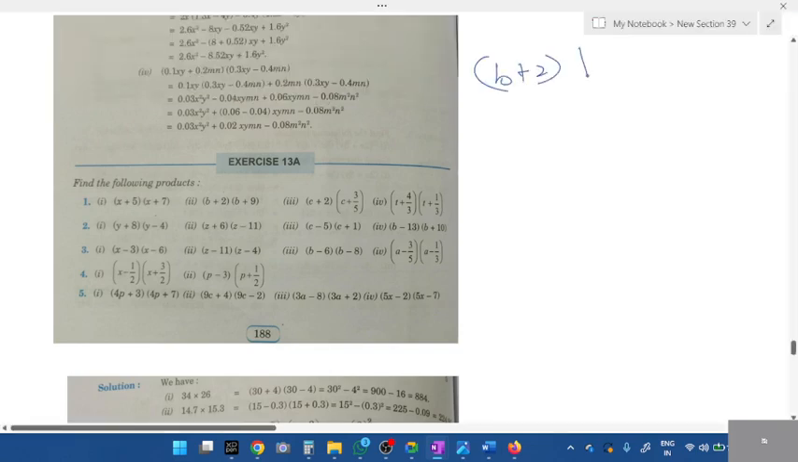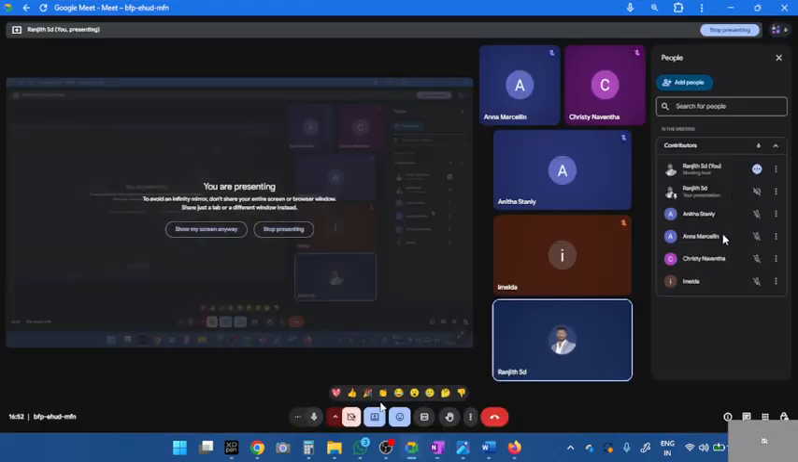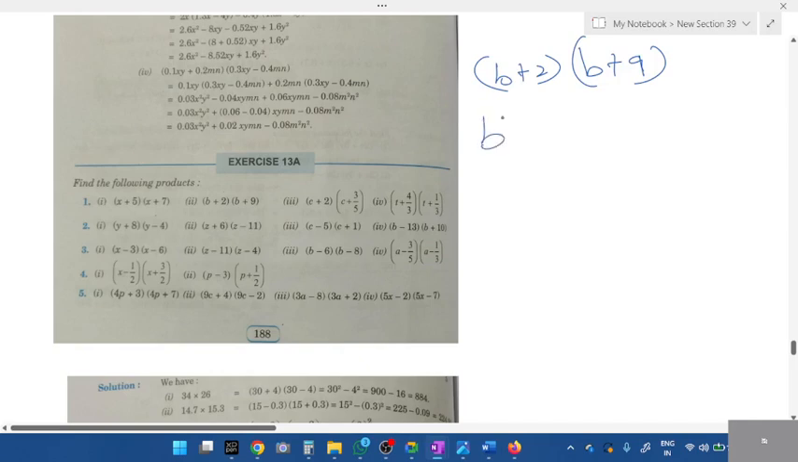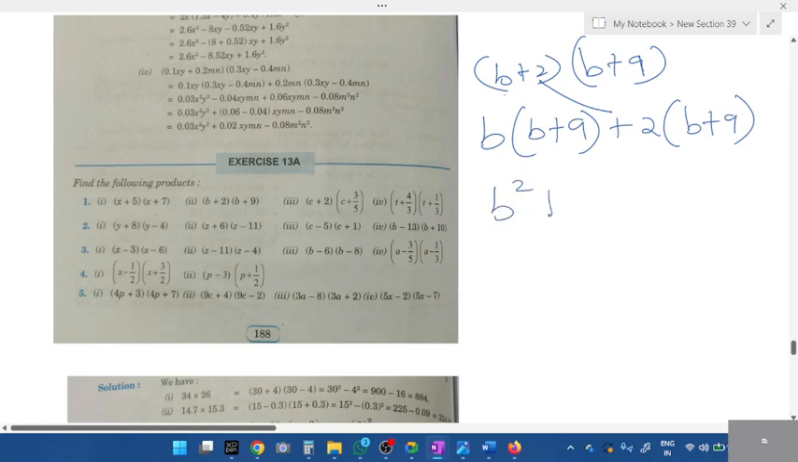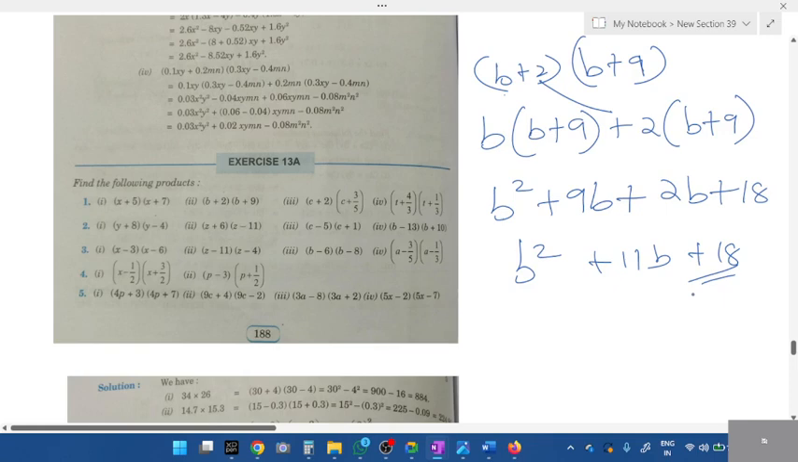(b + 2)(b + 9). How do you solve this? I want all of you to unmute. Anna, Amelda, unmute the call, students. Shasha, Andre, unmute and tell me which one I should take first. b, and I have to multiply. Next, plus 2. What is b into b? b square plus 9b plus 2b, and 2 nines are 18. b square plus 18 as it is. What is 9 plus 2? 11. Understood?